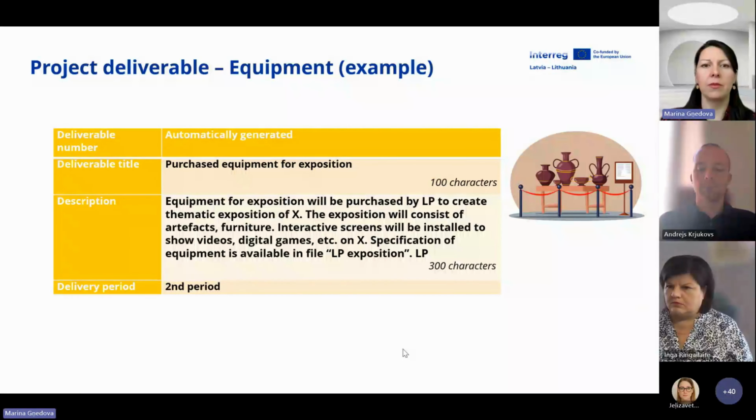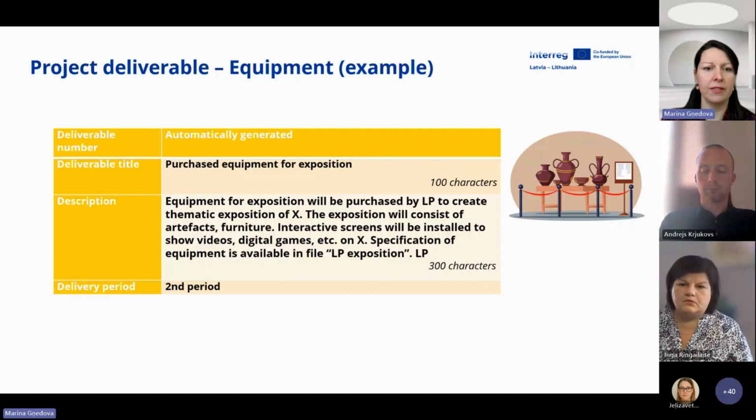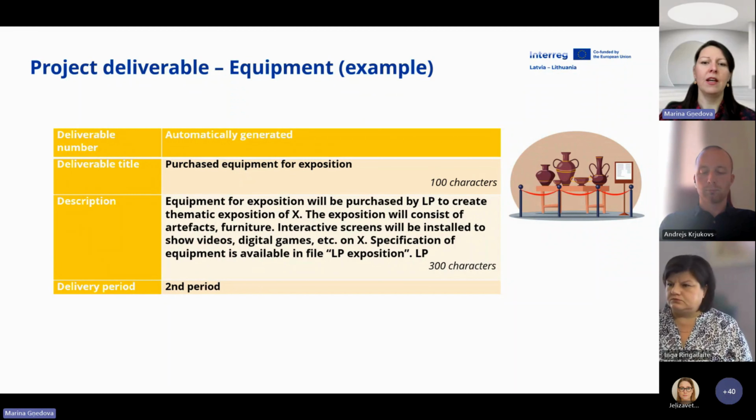The next example is about purchase of equipment. Any kind of equipment can be in the projects, of course. Just an example, some equipment for some exposition. So please tell us why this equipment is needed. In my example, it will be purchased to create some thematic exposition in some museum, whatever. It will be purchased by the lead partner. The exposition will consist of some artifacts, furniture, interactive screens.